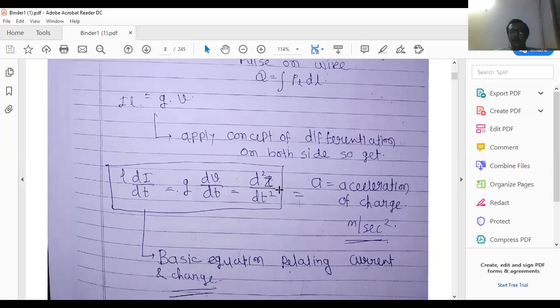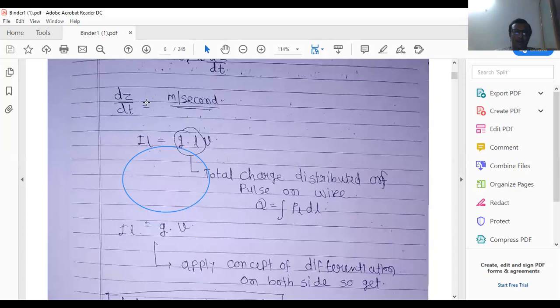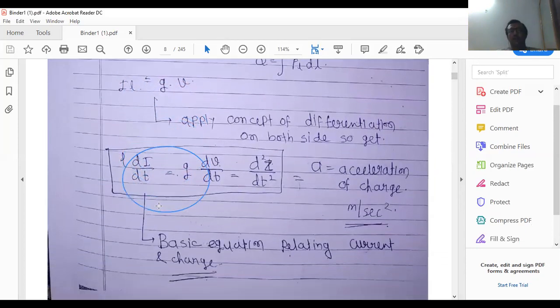So it is considered as d2z upon dt2. Why is it considered as d2z upon dt2? Because see this equation, which I have marked with a circle. Compare this circled equation with dz by dt. So it can be considered as d2z by dt2. This is the first or second MCQ in our question bank.